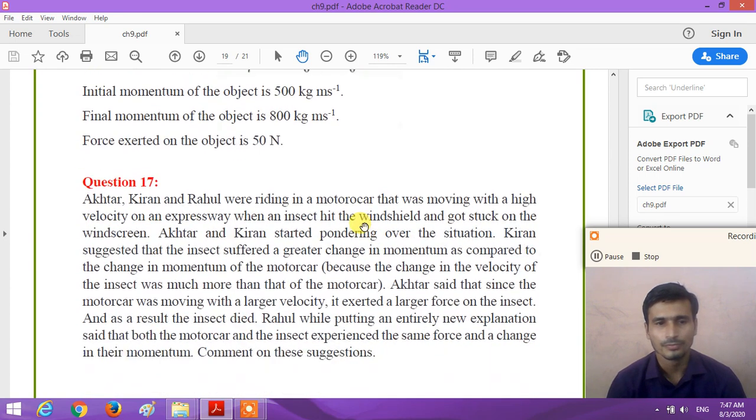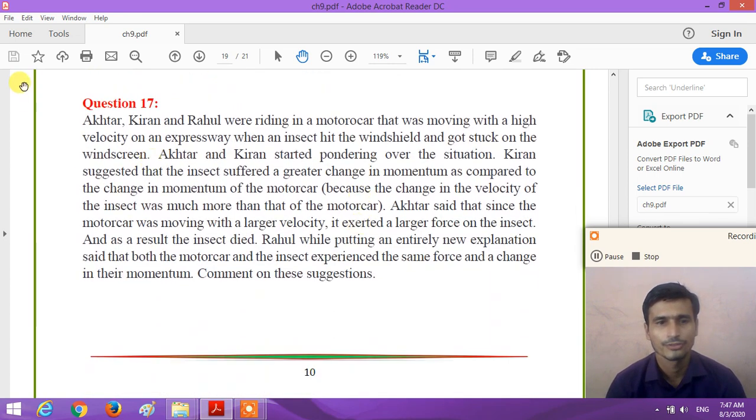Now question number 17. Akhtar, Kiran and Rahul were riding in a motor car that was moving with a high velocity on an expressway. When an insect hit the windshield and got stuck on the windscreen, Akhtar and Kiran started pondering over the situation.